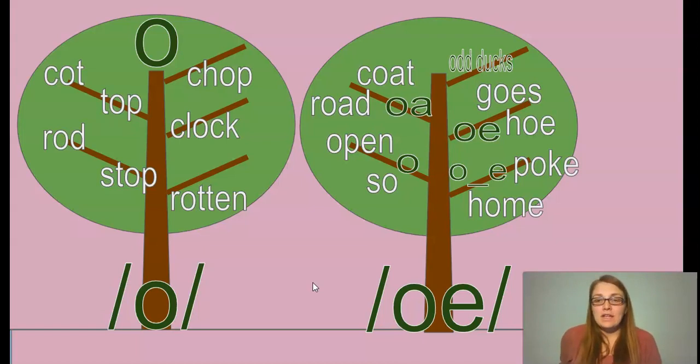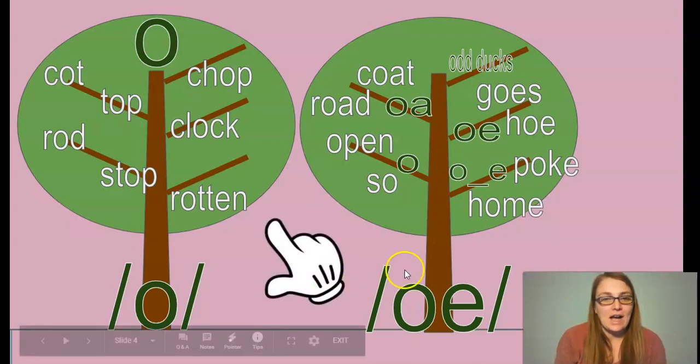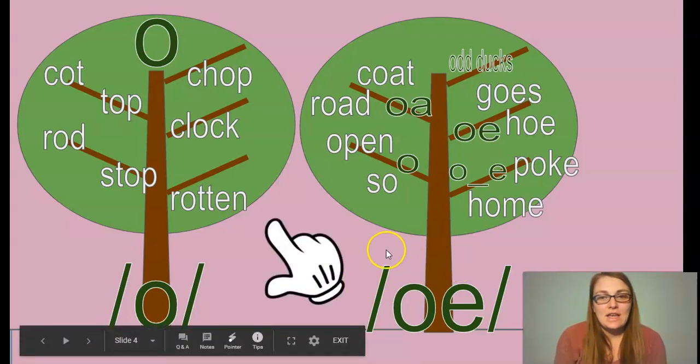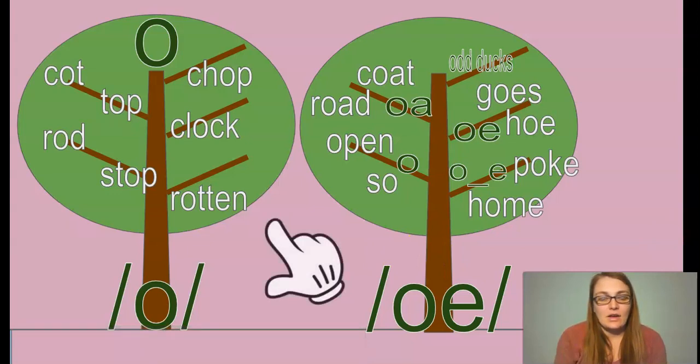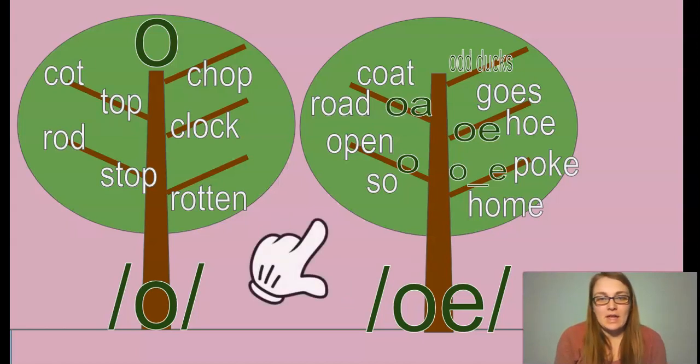Okay, for the next section, I'm going to say a word, and you're going to indicate if it's the ah or o tree where that word would go. First word, hot. That's an ah. Next, cot. Also ah. Next we have road. That's an o.